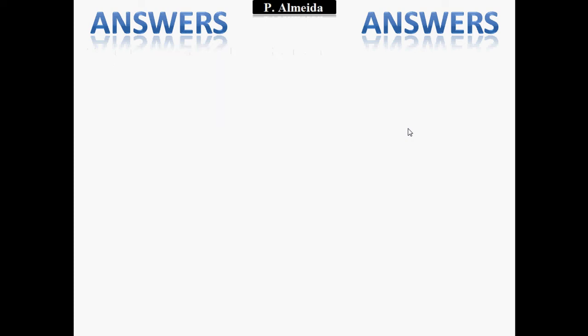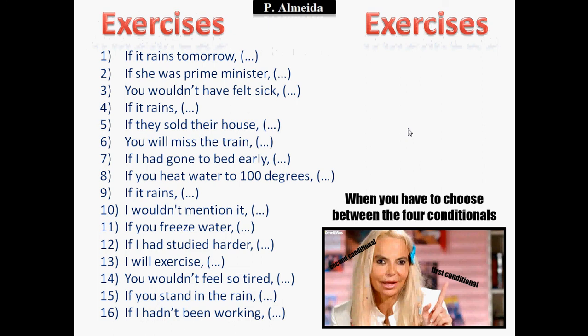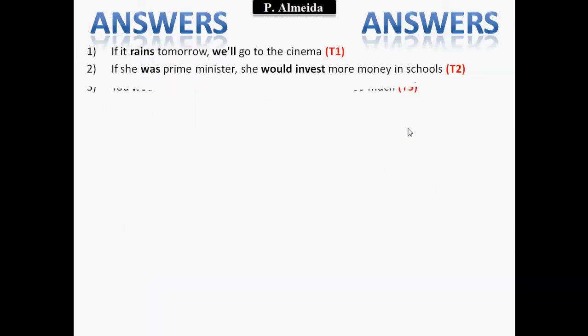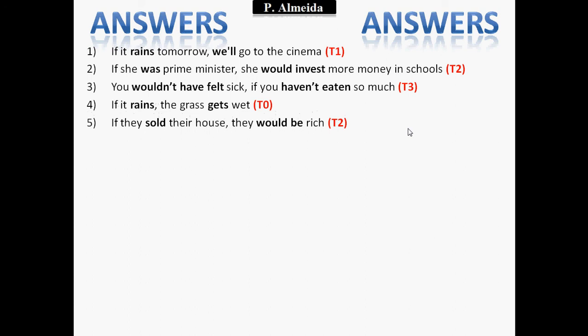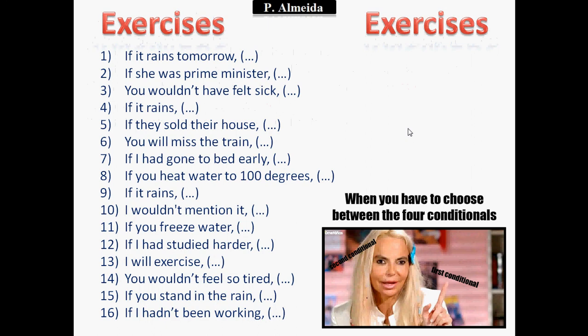Next one, number 5. If they sold their house. So I'm talking here about past simple. So if I'm talking about past simple, I am going to have type 2 conditional. So if they sold their house, they would be rich. And again, I used would and infinitive because it's an event that is less likely, but is probably what would happen, okay?